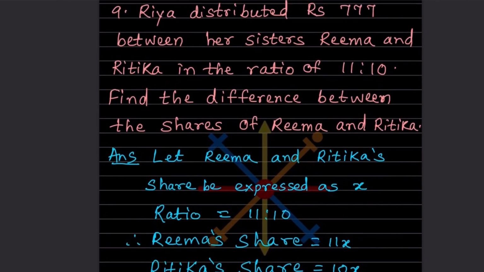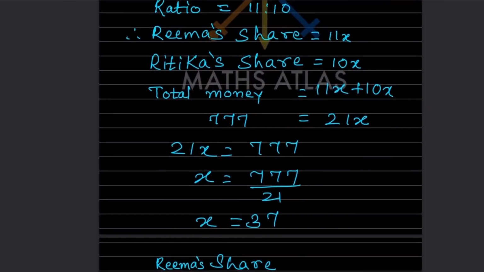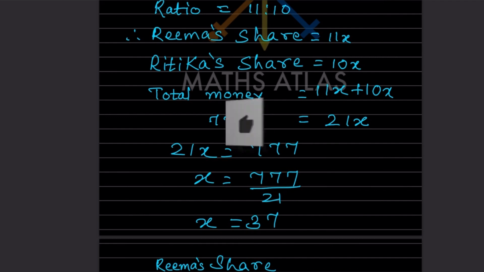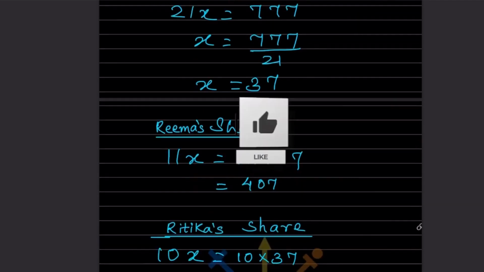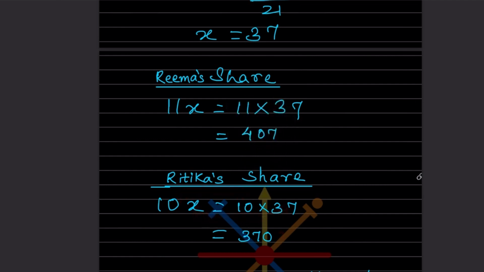Now here you can see that they have asked again for Ritika also. So Ritika is how much? 10x. So now 10x means you are going to write it over Ritika's share, 10x. 10 into this x is 37. So that is 370. And this should be in rupees, right? Because the rupee money has been distributed. So here we can write it in rupees.